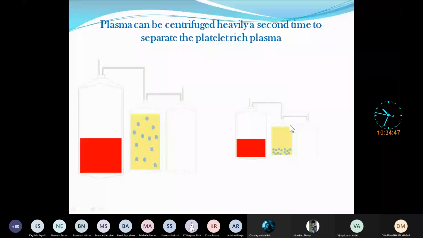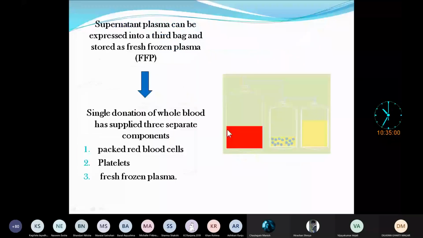We'll have a bag compressor. We'll compress that bag, and then the plasma will go into the third bag. Understood here? Now you can see there are three components: RBC, platelet and plasma. The RBC will act as the packed red cell. Understood here? Later on in your clinical postings, you'll always ask for these three mainly. One is the packed red cell, the center one is the platelet-rich plasma, and the third one is the fresh frozen plasma. Clear?